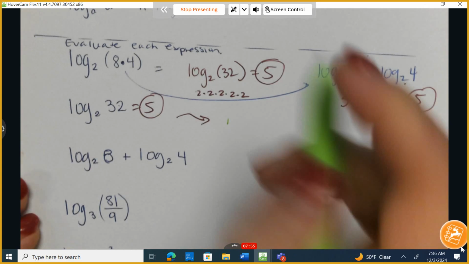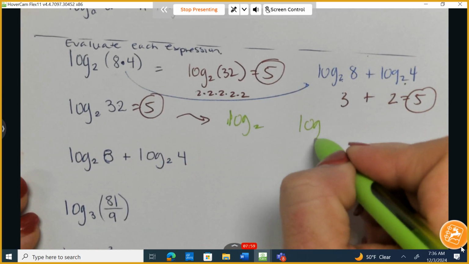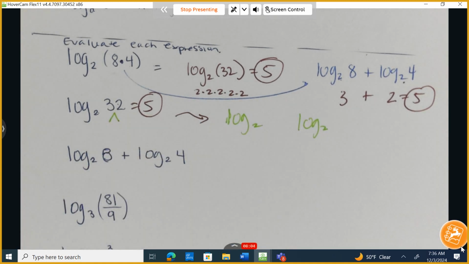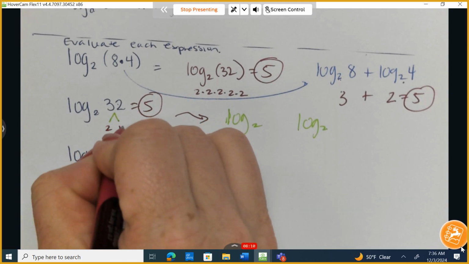I could break up 32, and I want to break up 32. I have to use the same base, which is base 2. I want to break up 32 into values that I can take 2 to. So for instance, I could break up 32 to 2 times 16.